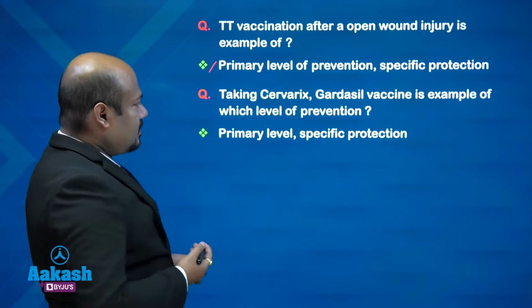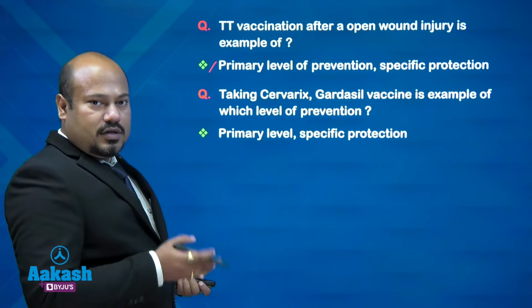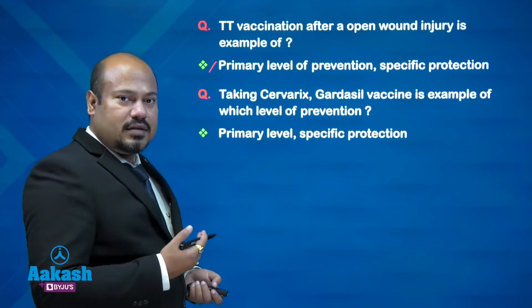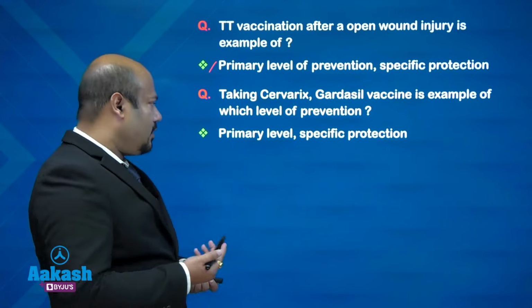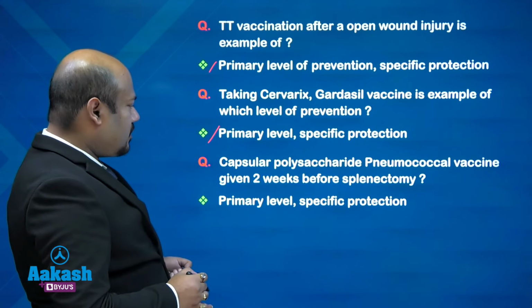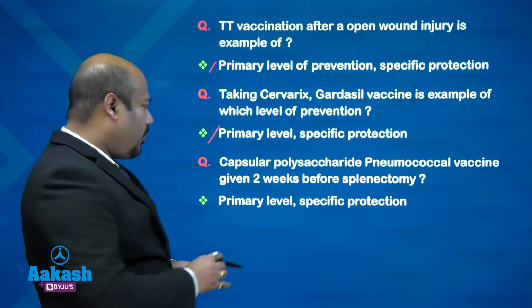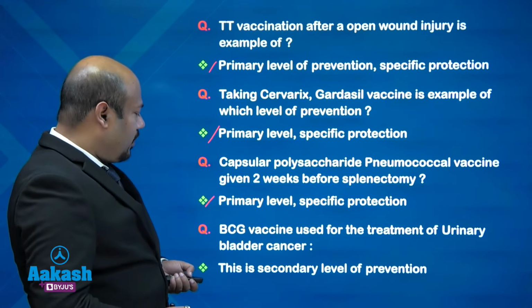Taking these vaccines, Cervarix and Gardasil, is an example of which level of prevention? Cervarix and Gardasil are actually vaccines against cervical cancer, against the virus called human papillomavirus. So risk factor is there, primary level, specific protection. Capsular polysaccharide pneumococcal vaccine given 2 weeks before splenectomy. Again, this will be what? Primary level, specific protection.